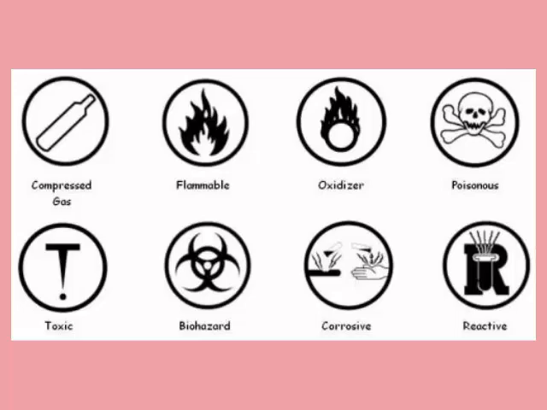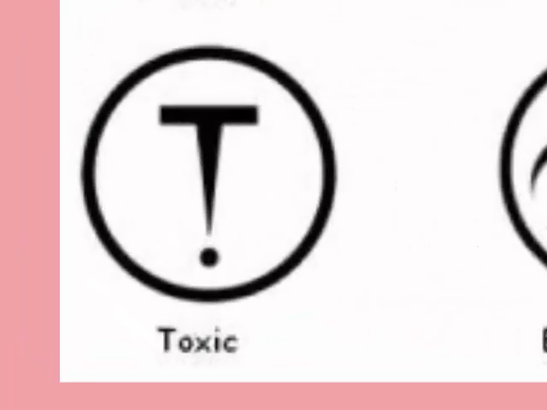Another Class D WHMIS symbol is this little T. It looks like a T. These are materials causing other serious toxic effects. These ones are different from poisons in that they cause an effect over a long period of time. So if you're constantly exposed to these toxins, they will make you sick over a long period of time.